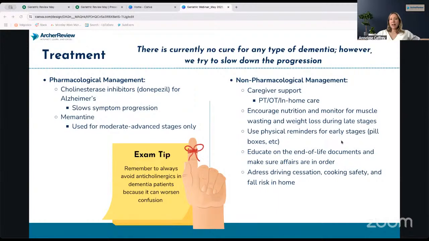And so we want to make sure that they have the support, both emotional and physical. So whether that's physical therapy, occupational therapy, in-home care, hospice, etc. We want to be advocates for that, know the resources in your area and what we can sign them up for.